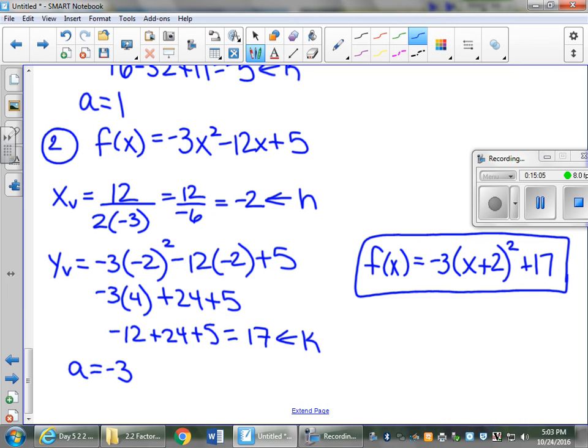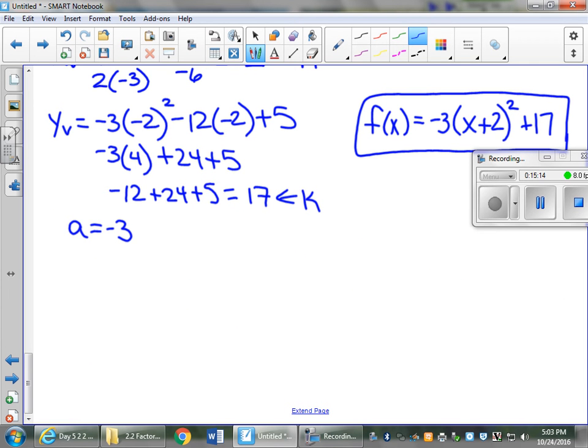Our last example is still going to be going into vertex form, but it's not going to start in standard like these two. It's going to start in intercept, and then we'll do a summary. So this one, don't hit pause. Work through it with me. I'm going to give you f of x equals 2 times x plus 3 times x plus 5.